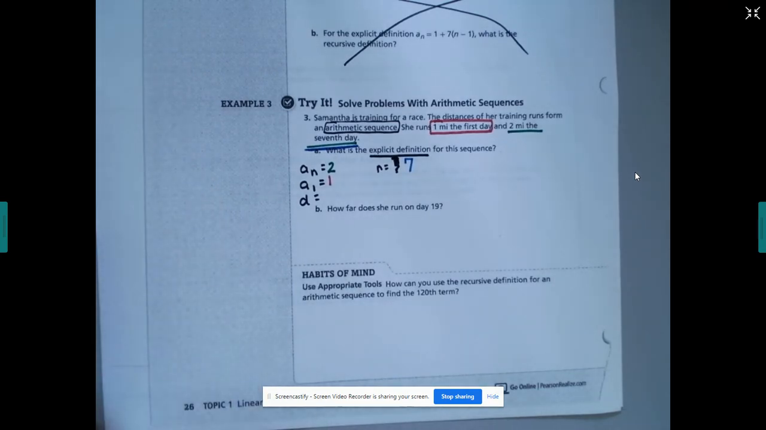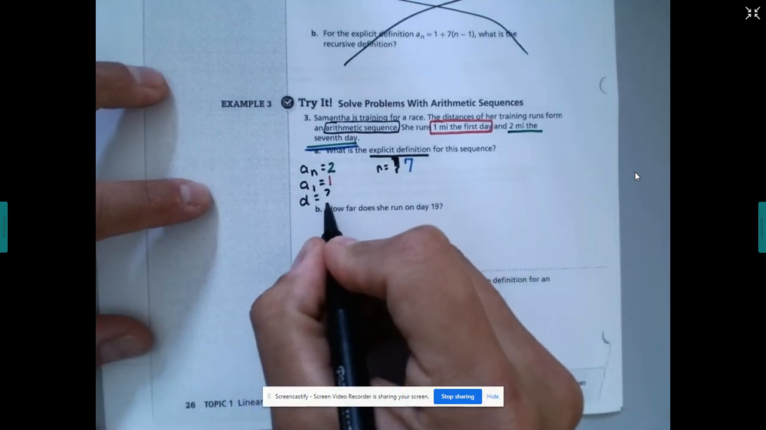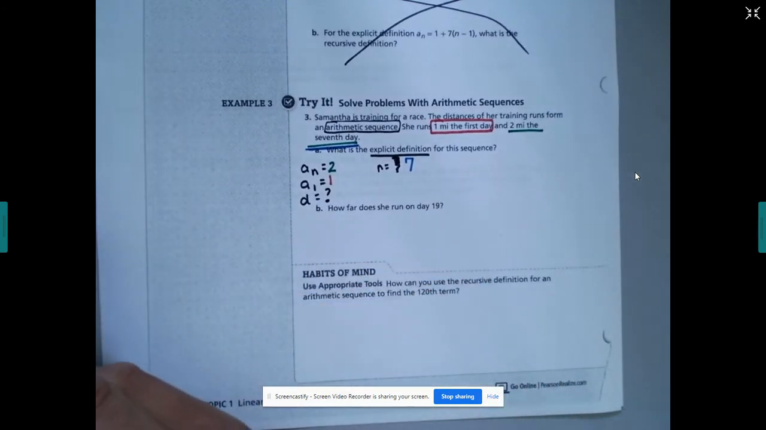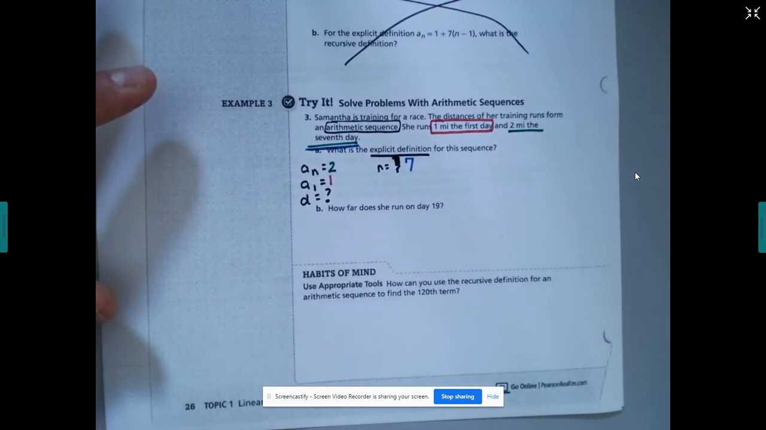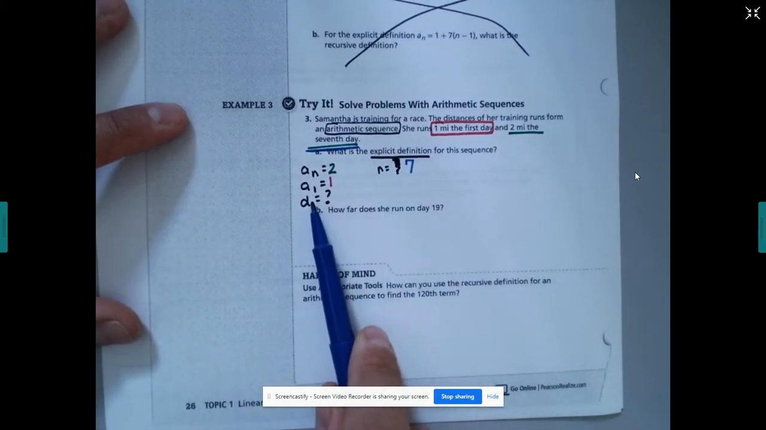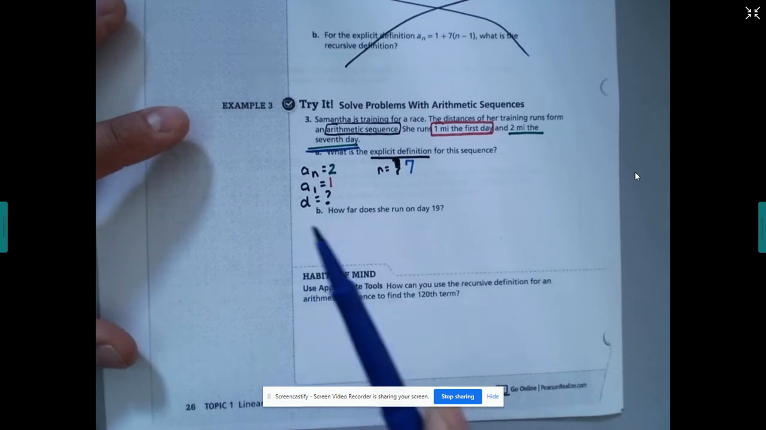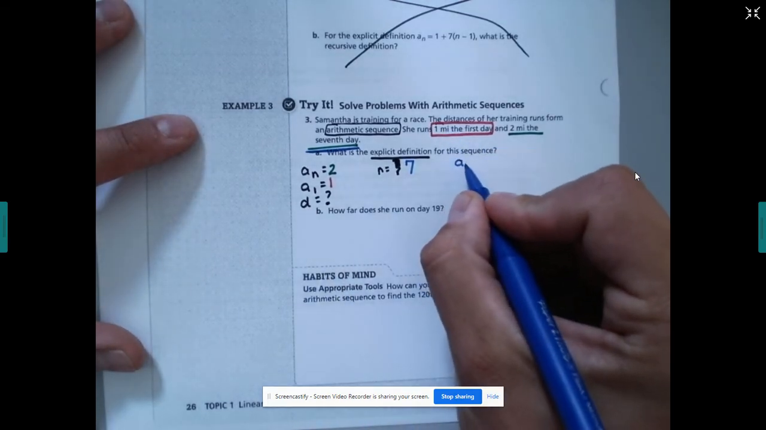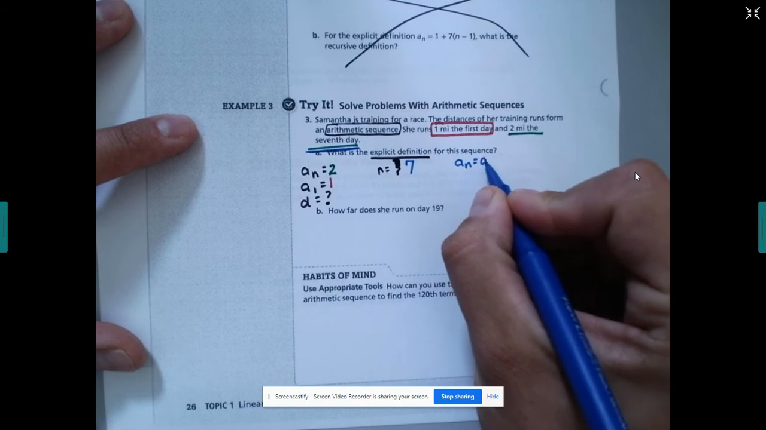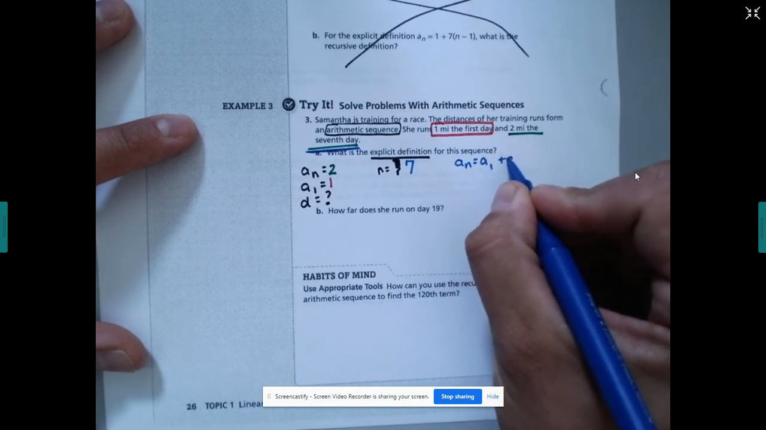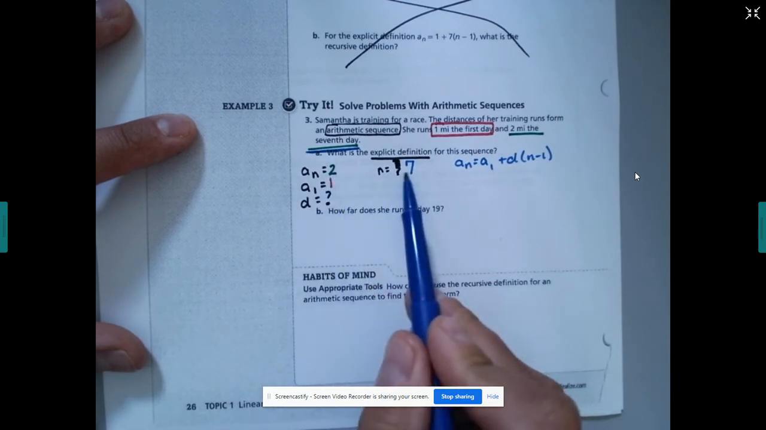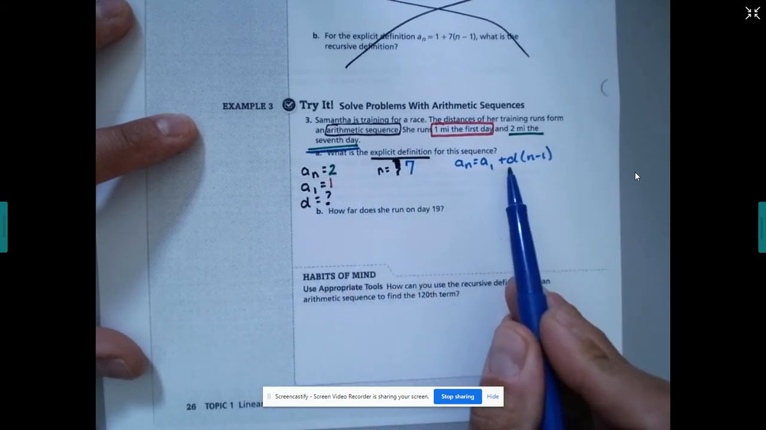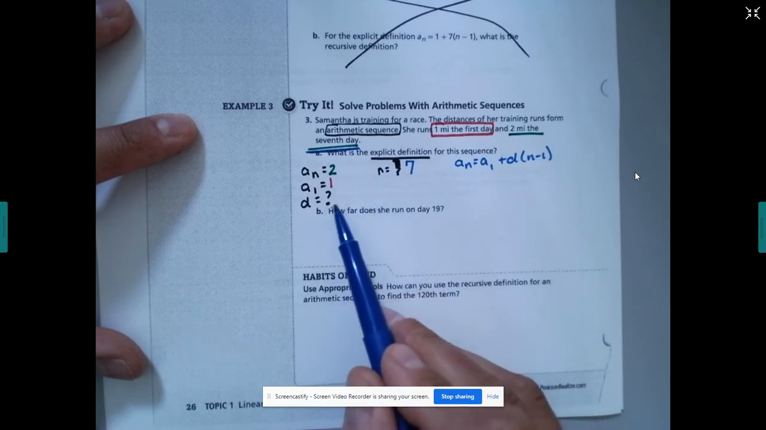Like, did she run 1.5 miles the second day? Did she run 1 3/4 miles the second day? What did she do? So we don't know the difference between her days. Okay, so first we need to figure out what that is. We need to figure out what D is in our problem. So we are going to use that same formula that we wrote down up top on the last problem, and we're going to plug in these 3 numbers. But D, we're just going to have to leave as D because we don't know what it is yet.